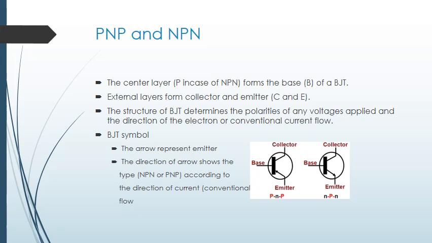So here you can see two symbols. Here is emitter, base and collector. In the NPN, this is the base, which is a P-type material, collector and emitter, which are both N-type materials, and the arrow shows the direction of the conventional current.